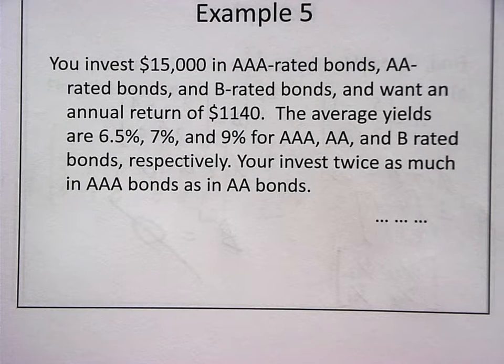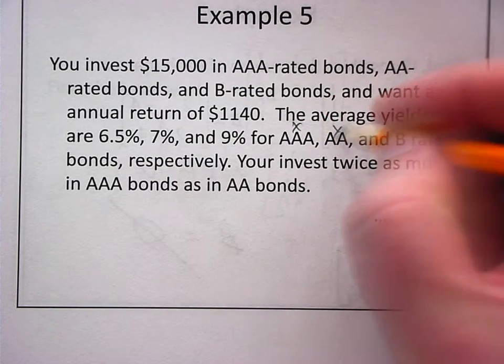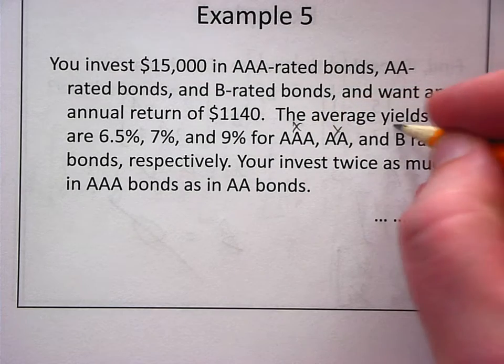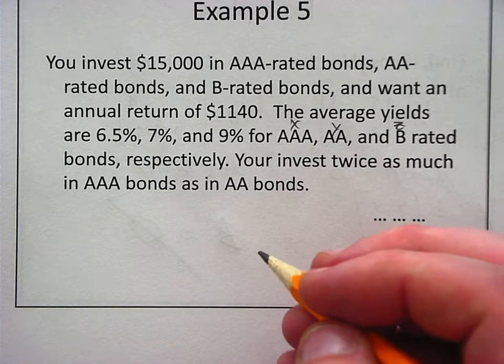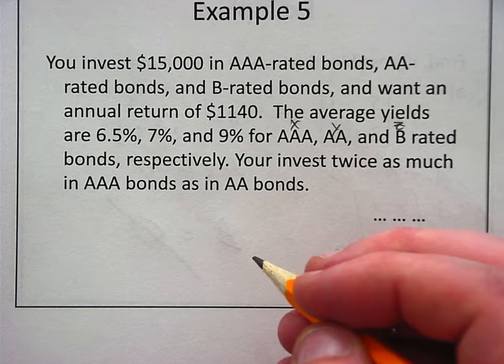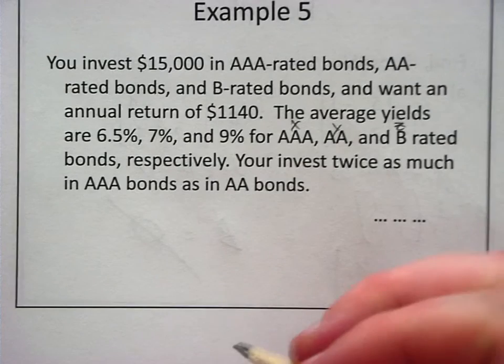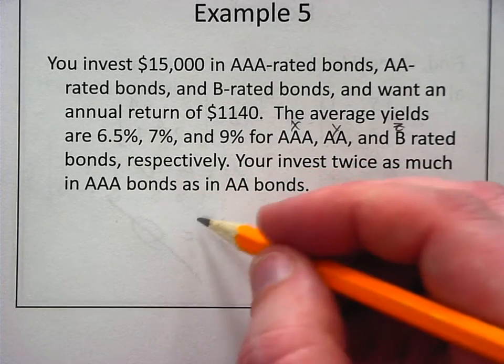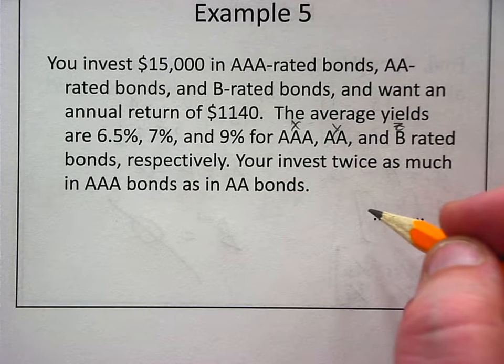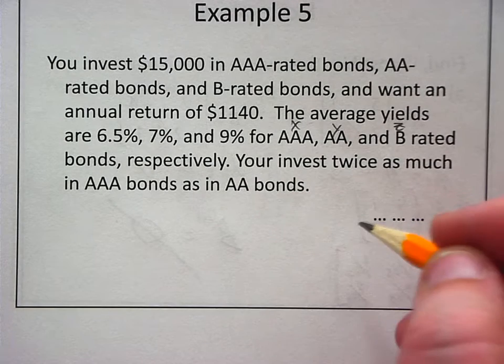Two AAA plus AA plus B equals 15,000. Yeah, I don't want to write quite that much, so I'm going to just do X, Y, and Z. Right, I guess that works. But what did you say again? It was 2x plus y plus z, because you invest twice as much in AAA bonds. But what's that going to equal? 15,000. If I'm doing double, if I do 2x plus 1y plus z equals 15,000, won't that be more than 15,000?